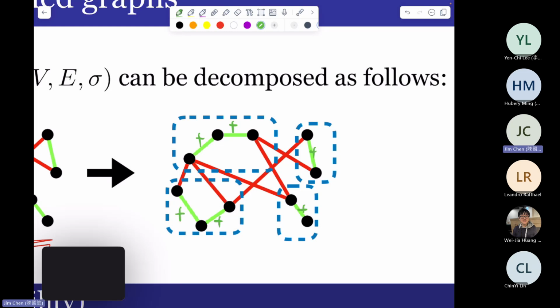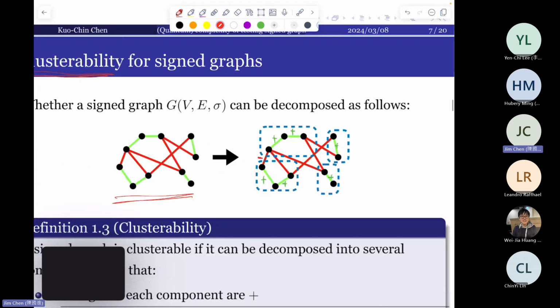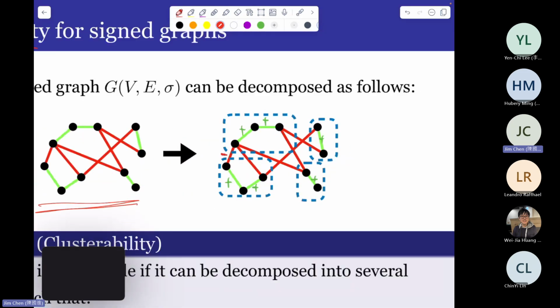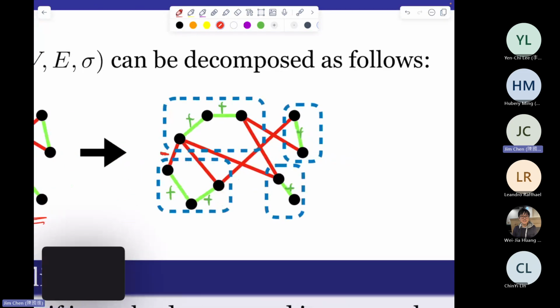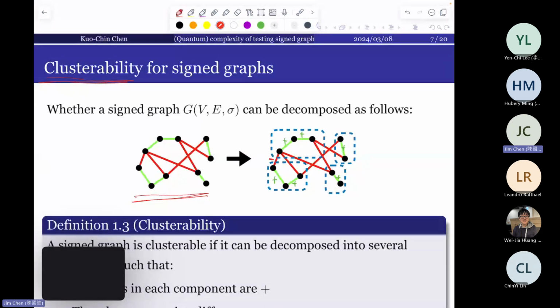And the negative edges connect vertices belonging to distinct components. If we can decompose a sign graph in such a manner, then we call the sign graph clusterable. And this is the clusterability.